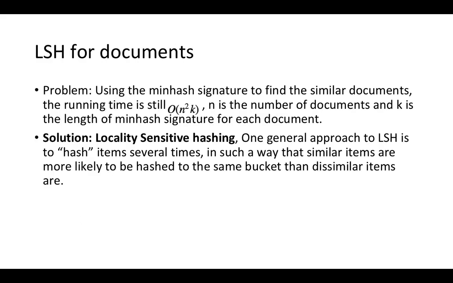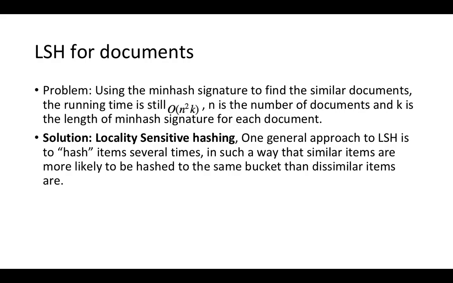Even though we can use min-hashing to compress large documents into small signatures and preserve the expected similarity of any pair of documents, it still may be impossible to find the pairs with greatest similarity efficiently. The reason is that using the min-hash signatures to find similar documents, the running time is still big O of n squared k. N is the number of documents and k is the length of the min-hash signature for each document.